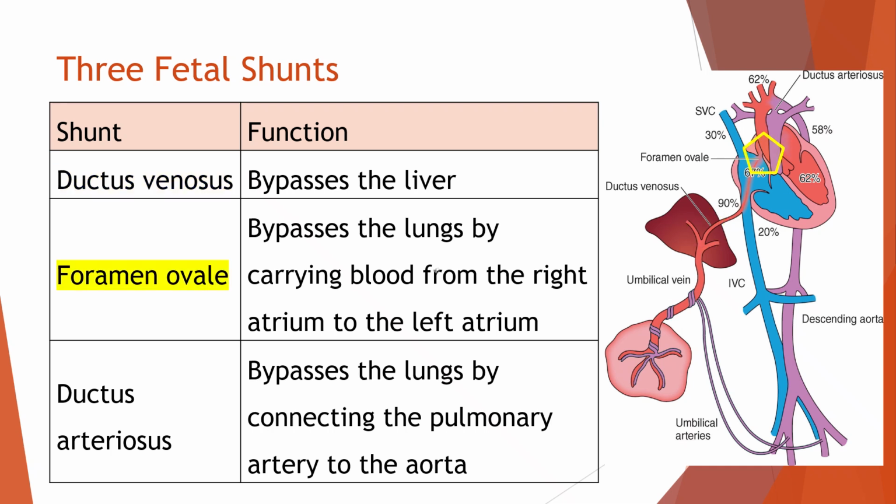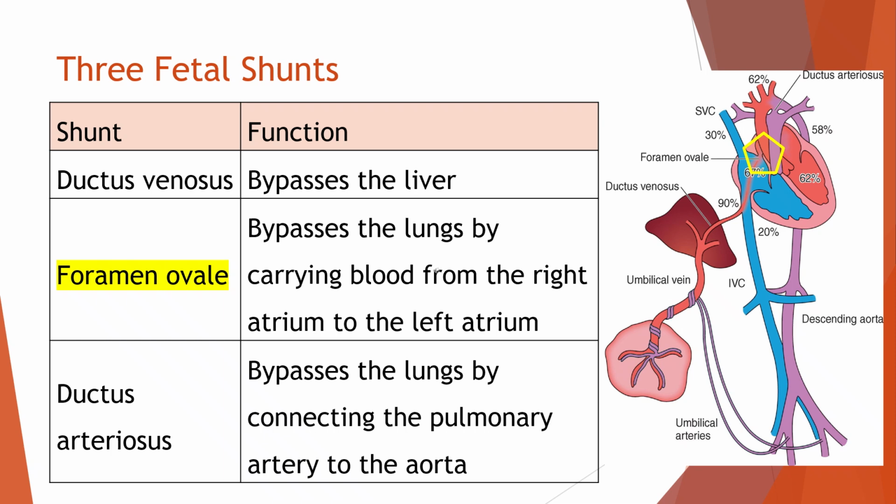Now let's move to the second shunt, the foramen ovale. The foramen ovale is a small opening between the right atrium and the left atrium of the fetal heart. Since the lungs are not functioning before birth, there is no need for all the blood to go there. So, most of the blood moves directly from the right atrium to the left atrium through the foramen ovale.